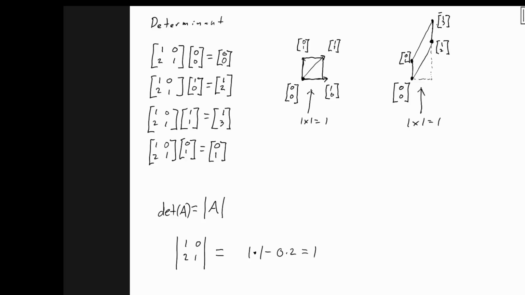If I used a different determinant, or sorry, a different matrix, like say 2, 0, 0, 1, then I would get a slightly different set of vectors.